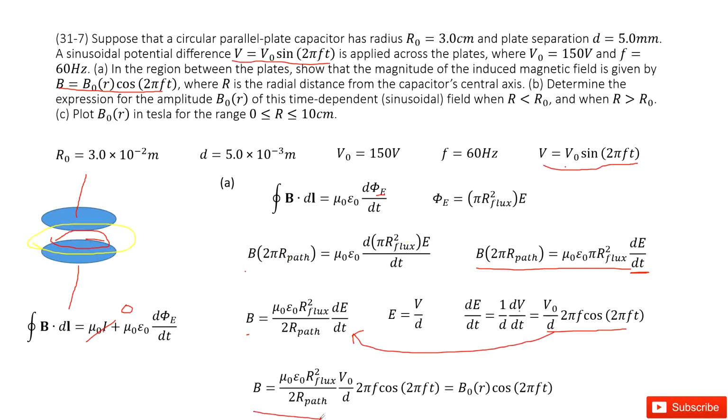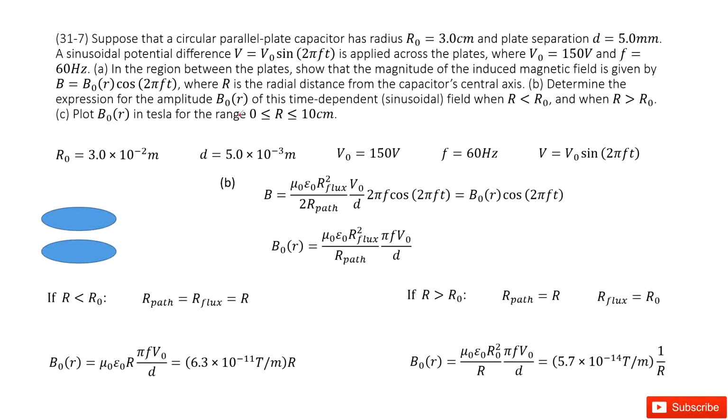Now we compare this with the function we want to show, right? If this term becomes B0 of r, then the next term is cosine 2 pi ft. So now we have proved it. That means B0 of r is just a function of r, and then the next term is cosine 2 pi ft. So this part we proved.